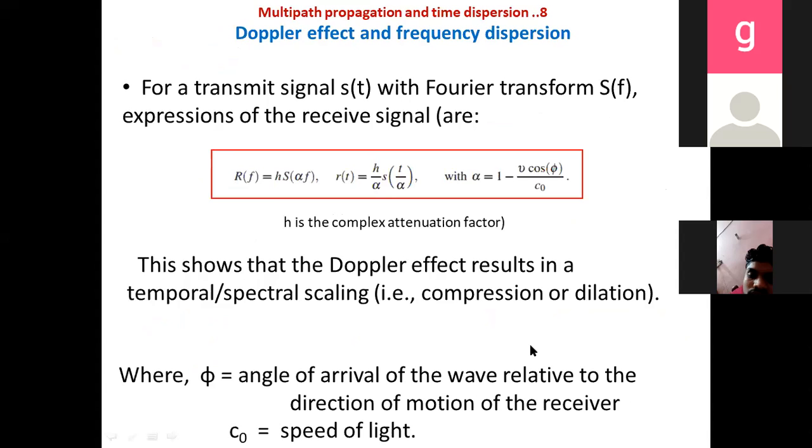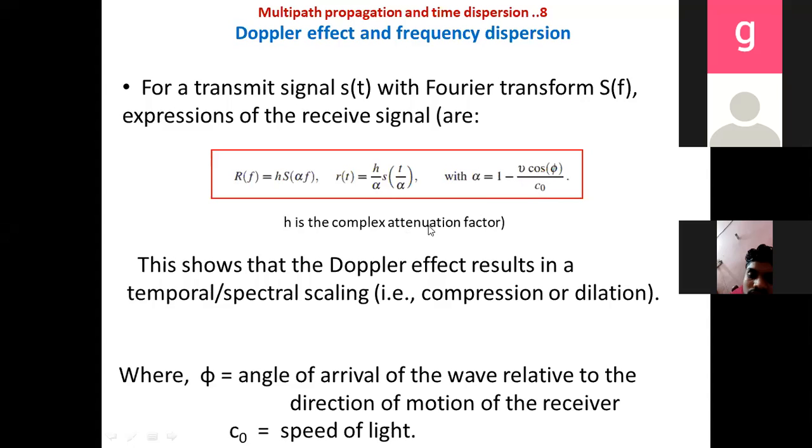So consider a transmitting signal S(t) with the Fourier transform S(f), the expression of the received signal, the same thing can be expressed in the receiver Fourier domain like this actually. Okay, R(f) is equal to H times S(alpha f). Okay, where alpha is this factor actually. I have substituted alpha with these terms.